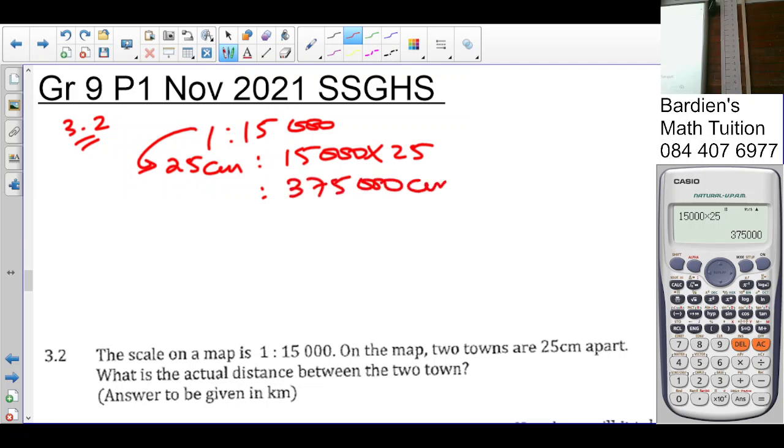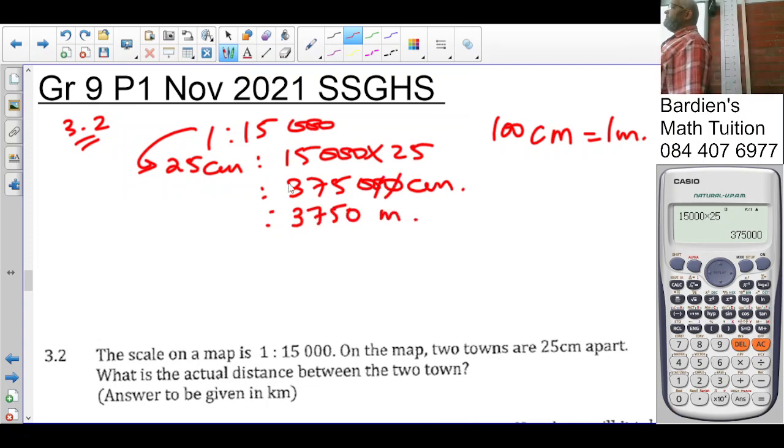375,000 centimeters in reality. The question is, what is the actual distance between the two towns? Answer to be given in kilometers. So, how many centimeters are there in a meter? There's 100 centimeters in 1 meter. So if I divide this by 100, I get 3,750 meters. Not so? Yes.